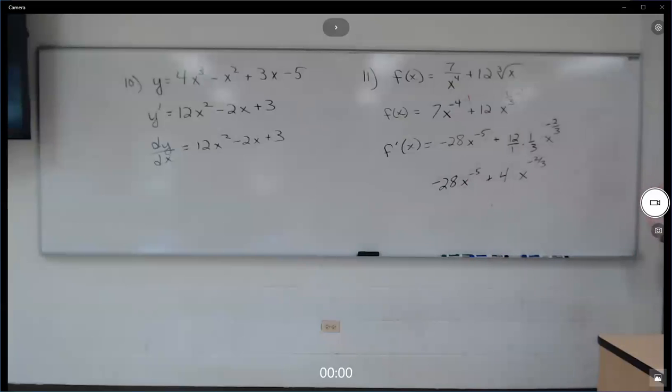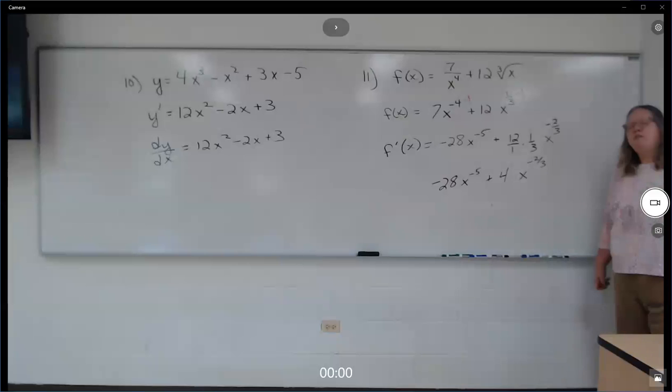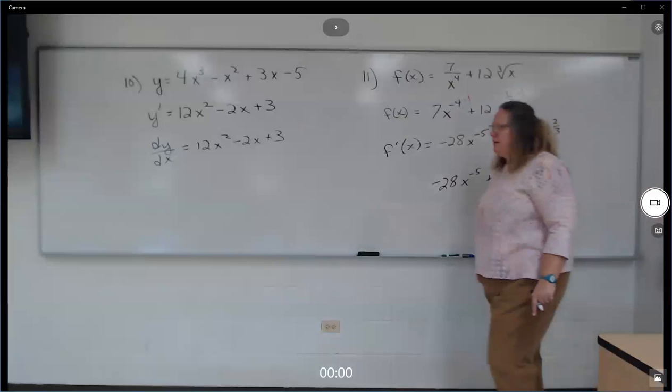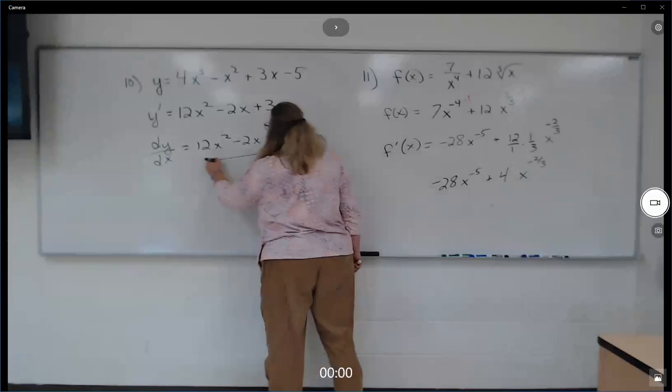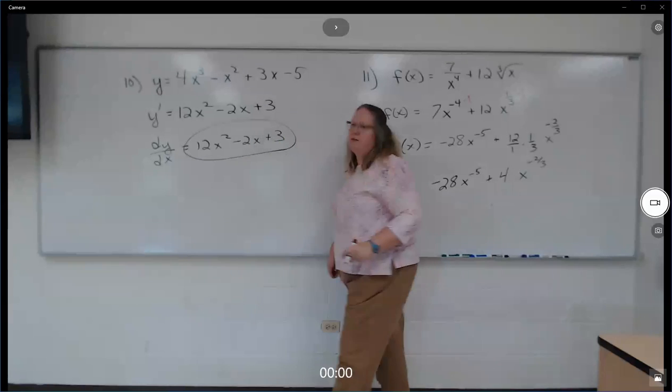I don't even know if I should say it. Don't put a +c when you're taking a derivative. Okay, so now I let derivatives find you slope. But I have this equation here. Where's the slope?